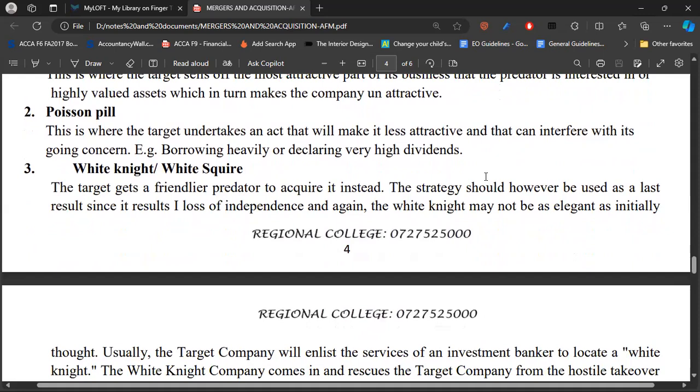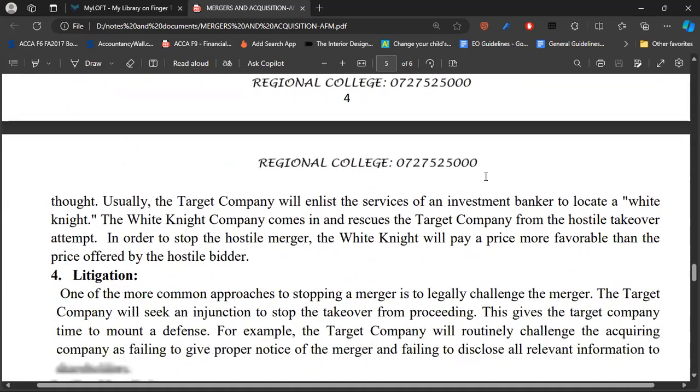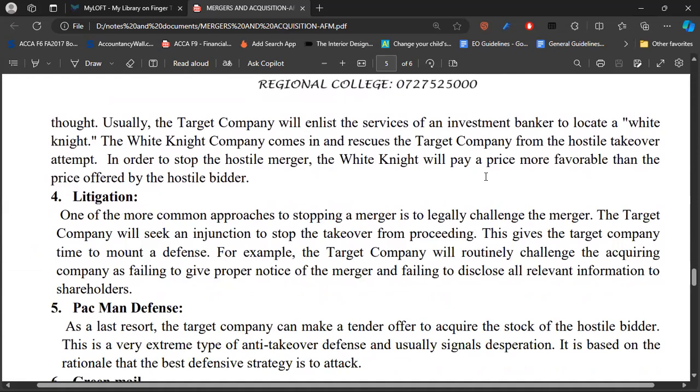Now, number 3, we have the white knight, and we are saying the target gets a friendly predator to acquire it instead. The strategy should, however, be used as a last resort, since it results in loss of independence. Usually the target will enlist the services of an investment banker to locate a white knight. A white knight company comes in and rescues the target company from the hostile takeover attempt. That is a good concept.